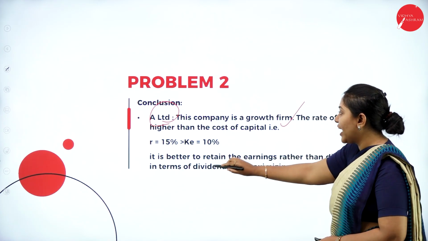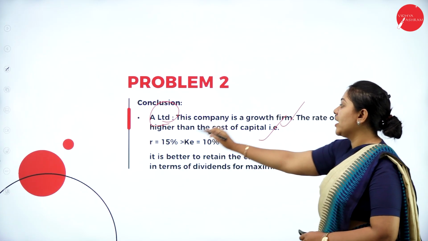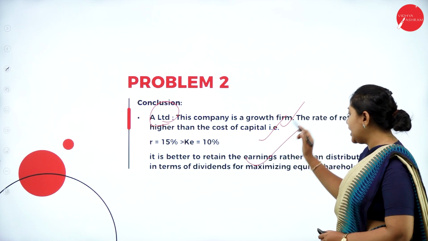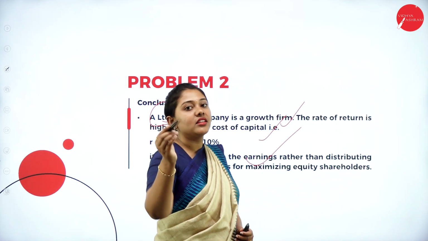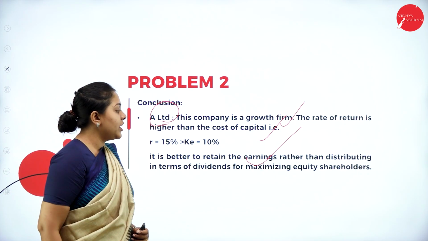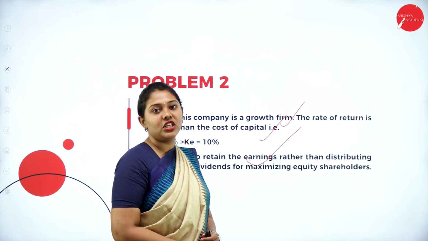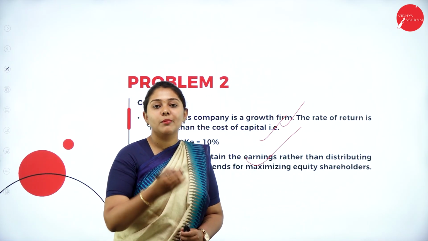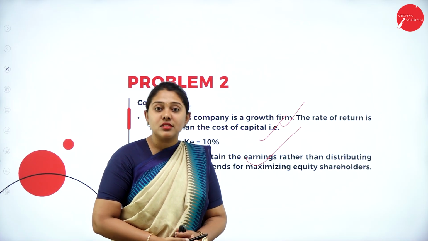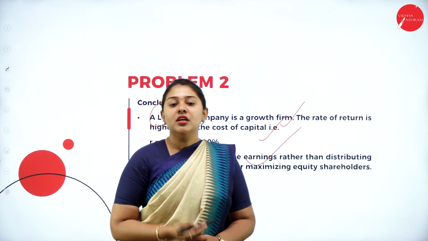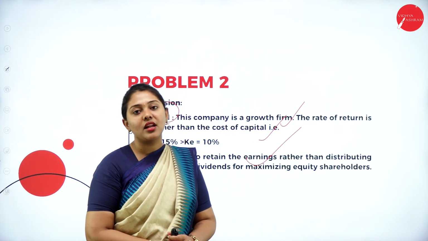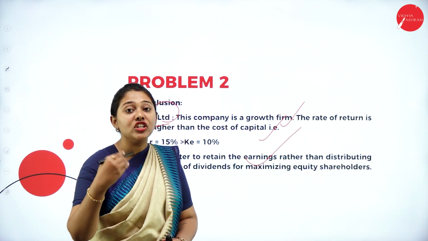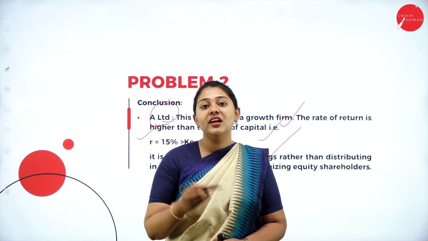The rate of return is higher than the cost of capital, that is, 15% is more than 10%. It is better to retain the earnings of a company rather than distributing the dividend, for maximizing equity shareholders' wealth and to maintain equity shareholders in our organization, because they reinvest. If the dividend is stable and their earnings are stable, the shareholders will come and reinvest in our company. So this is the decision that they can take on issuing dividends using Walter's formula.